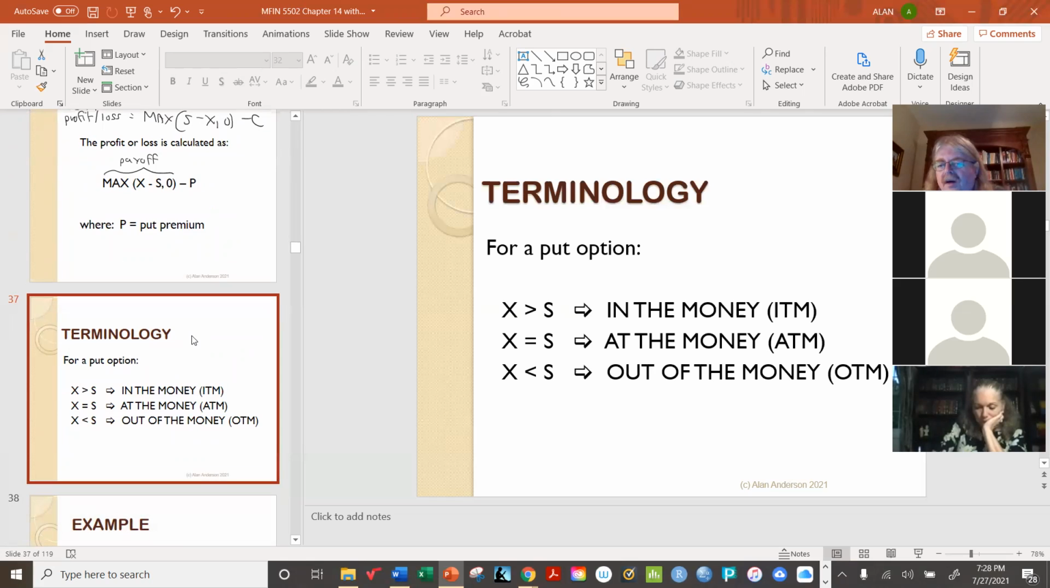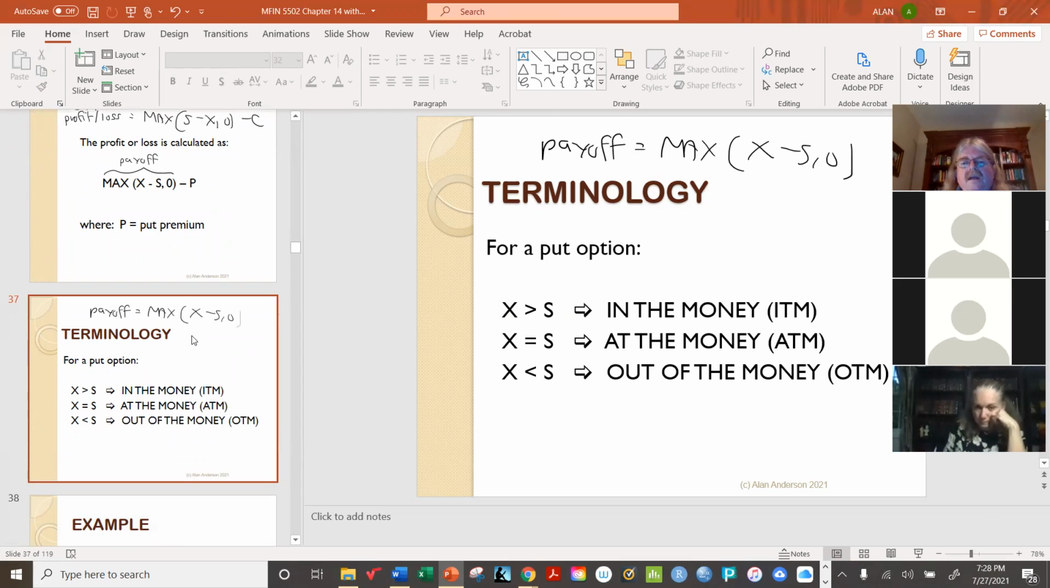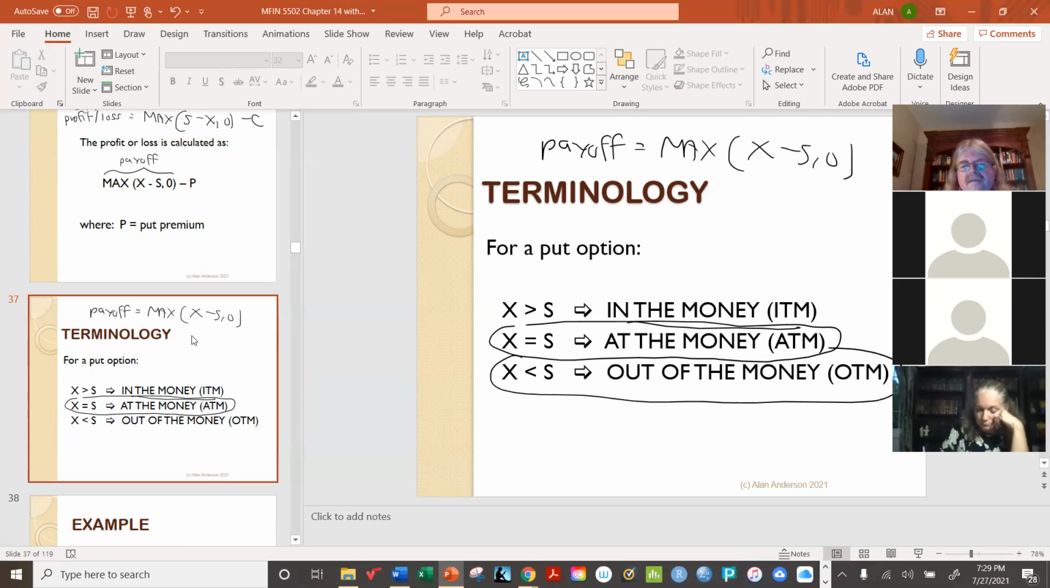The moneyness part is actually a little different. Because the payoff is max of X minus S and 0, in the money means you have a positive payoff. So now the stock price has to be less than X for it to be in the money. X equals S is at the money for both cases. And when S is above X, now the option is out of the money, the opposite of what you get with a call.